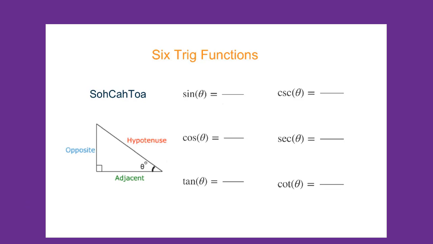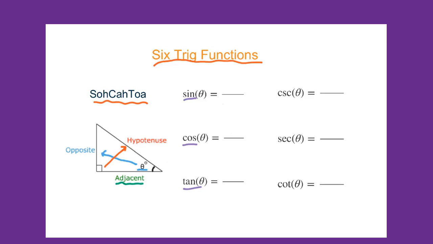This video is about 6 trig functions. In geometry class, we already learned 3 trig functions: sine, cosine, and tangent. For a right triangle, for the angle theta, we can find the opposite side and then the hypotenuse side. Then the other leg will be the adjacent side. We have SOHCAHTOA to remember the definitions of sine, cosine, and tangent.